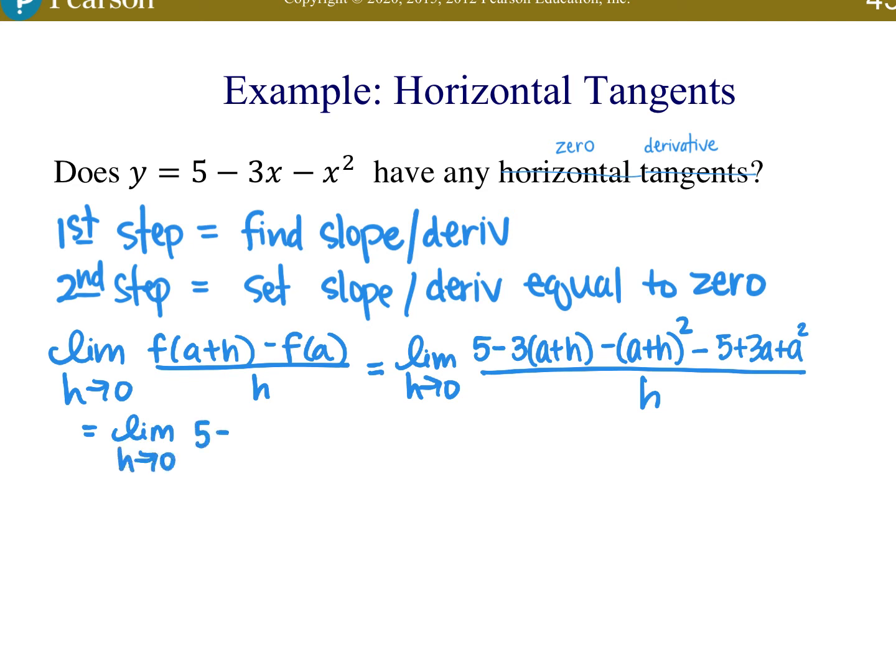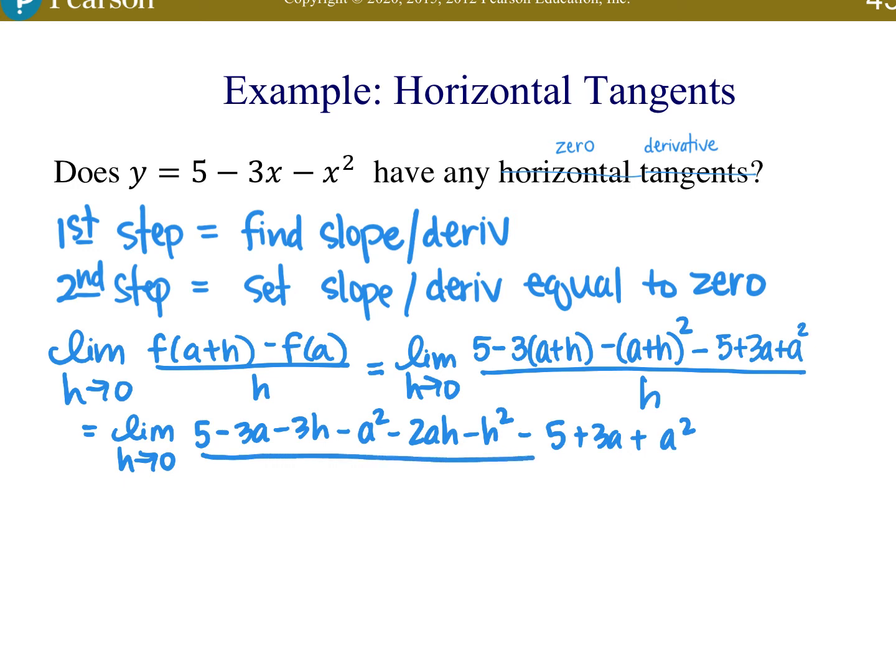So that'll be 5 minus, so I'm going to do all the distributing, okay? 3a minus 3h minus a squared minus 2ah minus h squared. Okay, there's so much. Keep going. Minus 5 minus 3a minus a squared. Now, I know that that is a lot, but after this first step, all this stuff is going to drop out and cancel with each other. So I notice that the first term is a 5, and then somewhere else down the line is another 5 to cancel it out. So we're going to cancel out the 5s here.